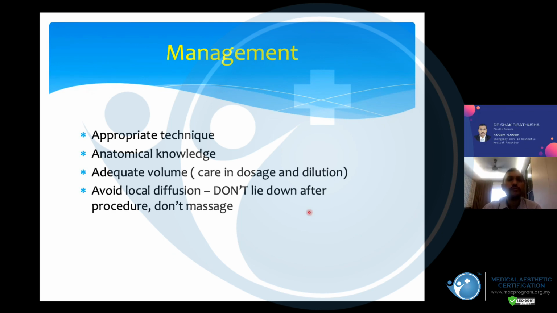So before embarking on Botox, you need to know the appropriate technique, you need to know the anatomical knowledge, you need to know exactly how much volume you need to use. And to allow diffusion, please do not make the patient lie down after the procedure and do not massage, as you will disperse the toxin to other neuromuscular junctions and cause sick paralysis.